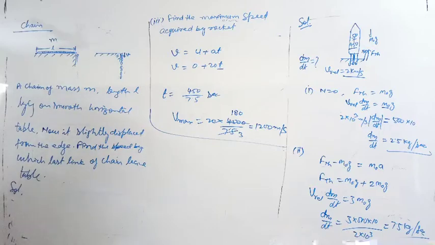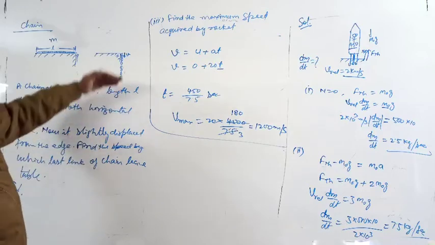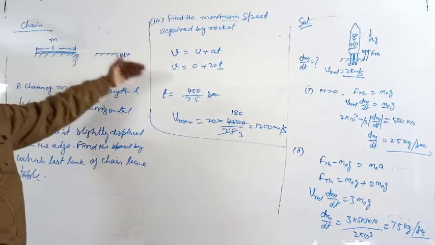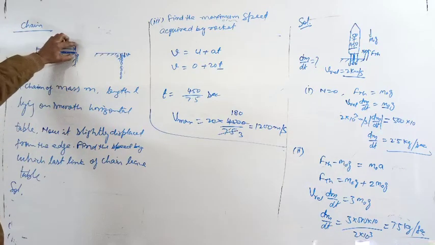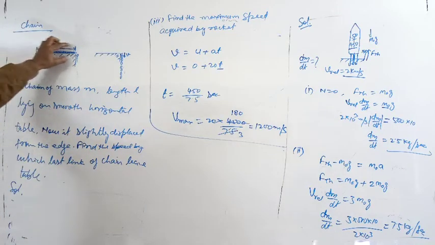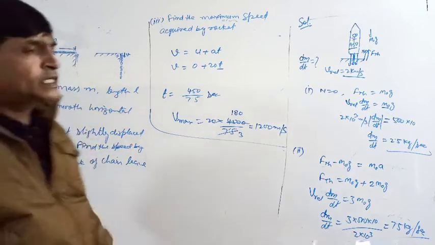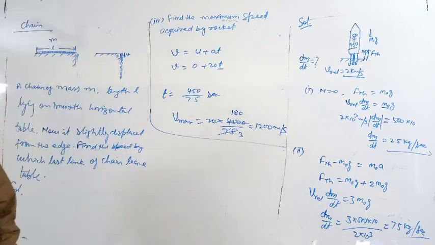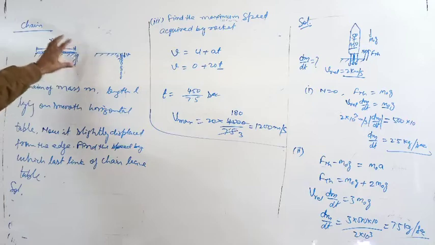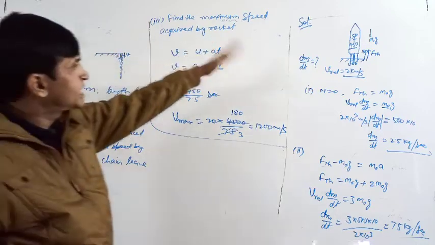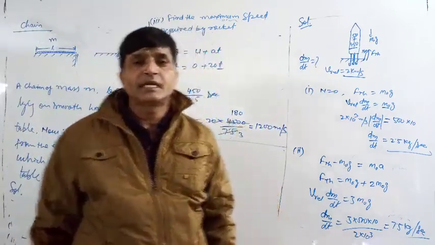Here also, if you see, the mass of the hanging part is continuously increasing, and the mass of the chain which is on the table is continuously decreasing. Now see, there is one method, and another method is also there, which you can solve with the help of a variable mass system.